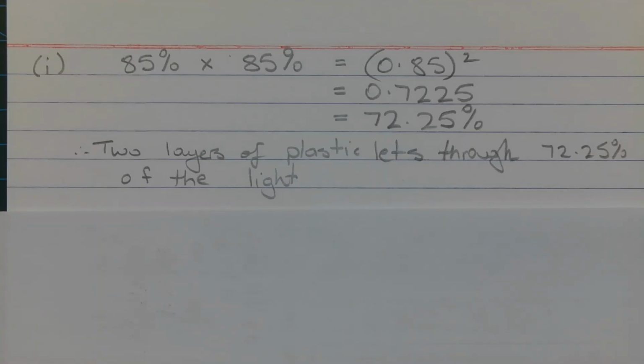One layer of plastic lets through 85% of the light. If we add another layer of plastic on top of the first layer of plastic, it lets through 85% of the light that was let through by the first layer of plastic. In other words, 85% of 85%, or 85% times 85%. And as a decimal, that can be represented as 0.85 to the power of 2, or 0.85 times 0.85.